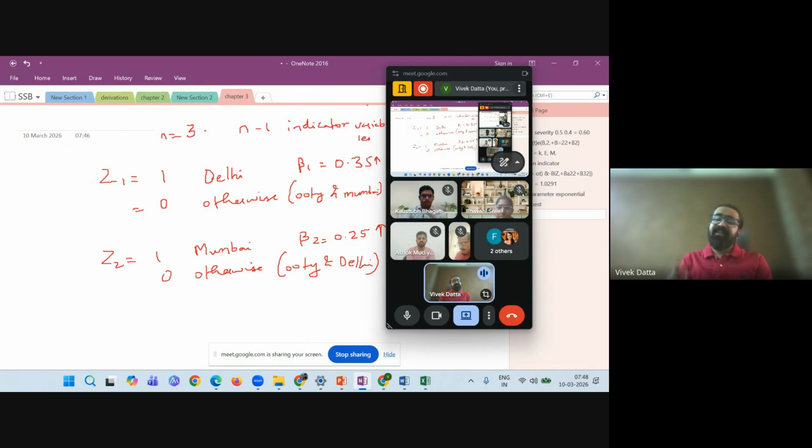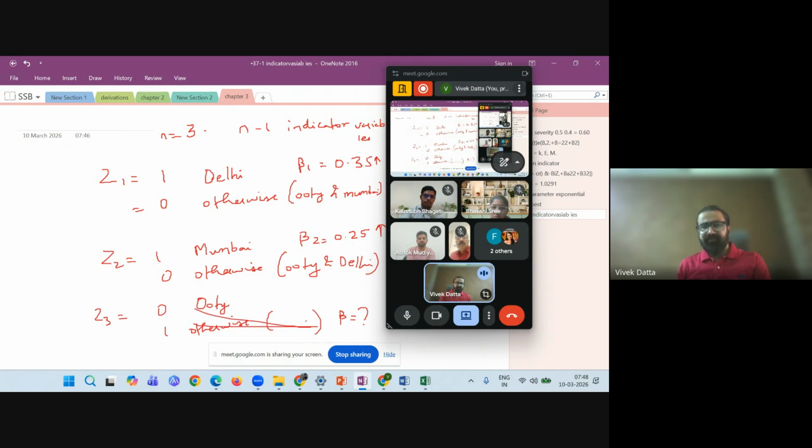Yes. So someone at the start said we will take 3. I don't know who said we will take 3. You cannot take 3 because here how will you write? You will write what? Z3 is equal to 0 for what? Question 0 for Ooty. And if I say 1 otherwise also, then what is the corresponding value of beta? So this becomes wrong. That's why I cannot write it this way. Understood? So it needs to flow through.